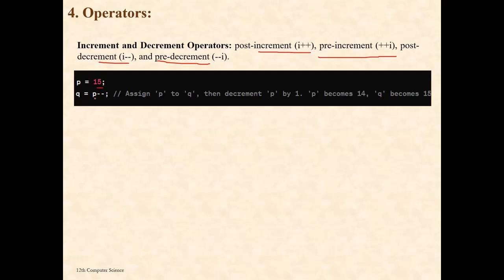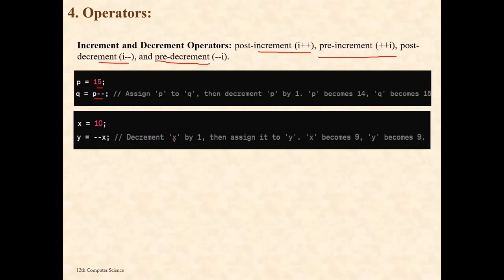Here we will assign p to q, and then the decrement operation will be performed. Then decrement p by 1. So p will become 14 and q will become 15. Have you got the difference now? First what will be done? Assign p to q. So q will become 15 because p is 15, and then decrement p by 1. So p will become 14.